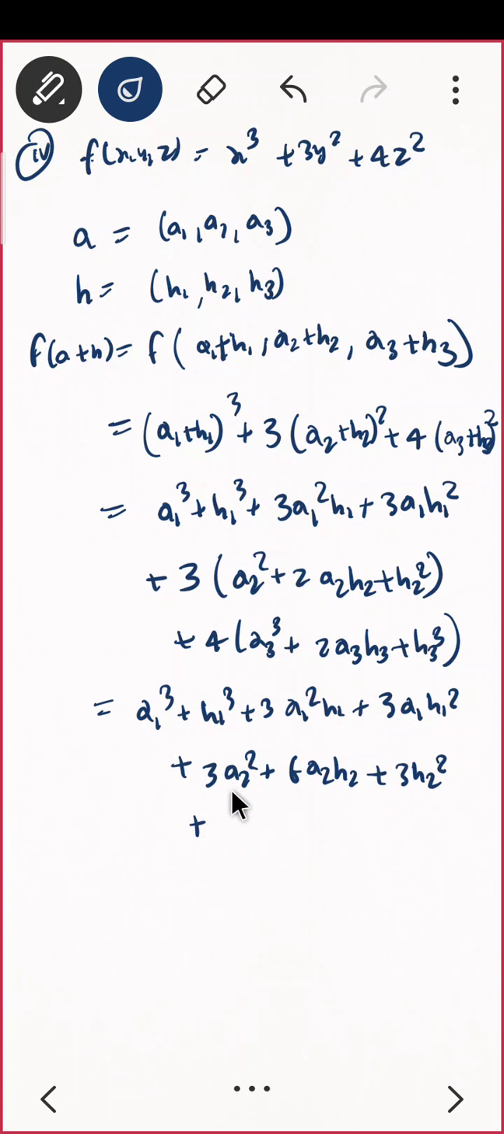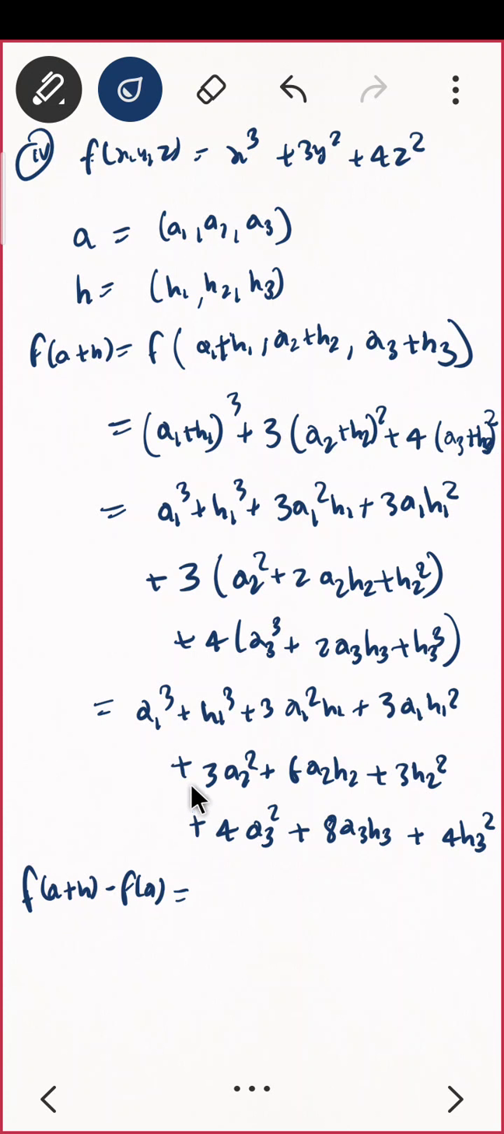Or what about this one? This is 4 e3 square plus 8 e3 h3 plus 4 h3 square. Is that okay? So this is what you're having, f of e plus h. What is the next thing? You need to find f of e plus h minus f of a. Can you quickly tell me what will be that?